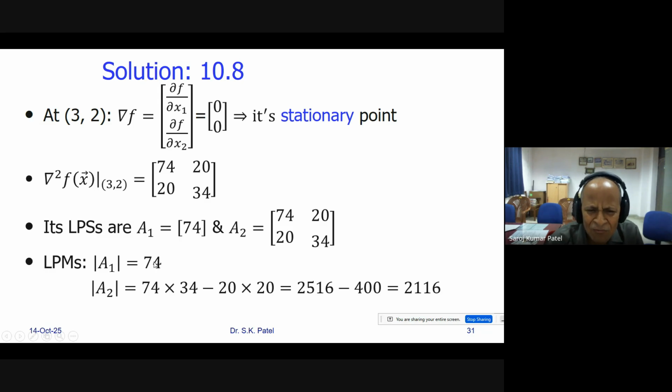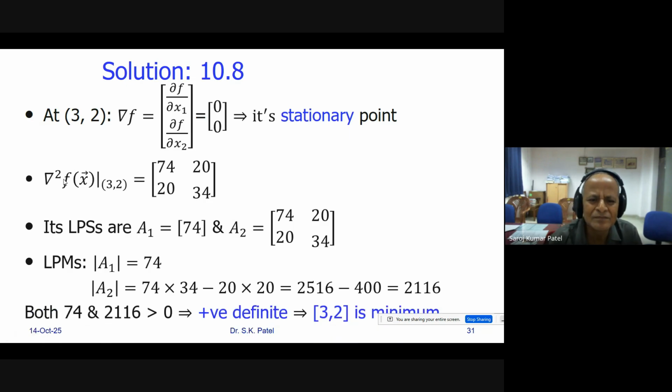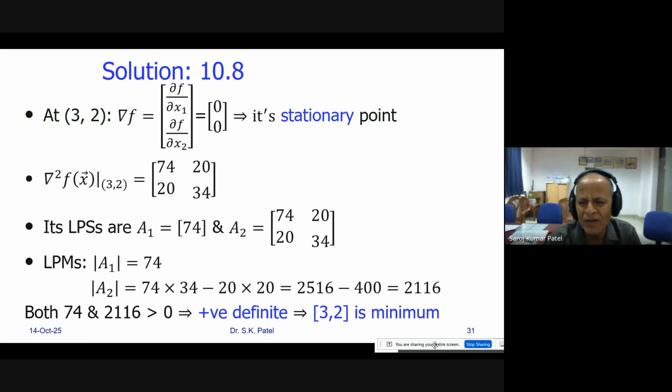Since all the leading principal minors, that is 74 and 2116, are positive, we can declare that this Hessian matrix is positive definite. Since all are strictly positive, the Hessian matrix at (3, 2) is positive definite. So we can write down that since it is positive definite, (3, 2) will be a local minimum.